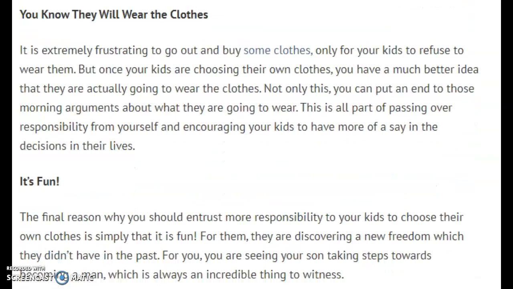You know they will wear the clothes. It is extremely frustrating to go out and buy some clothes only for your kids to refuse to wear them. But once your kids are choosing their own clothes, you have a much better idea that they are actually going to wear the clothes. Not only this, you can put an end to those morning arguments about what they are going to wear. This is all part of passing over responsibility from yourself and encouraging your kids to have more of a say in the decisions in their lives.